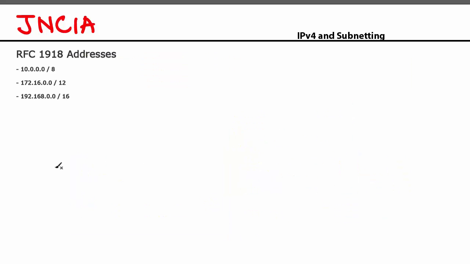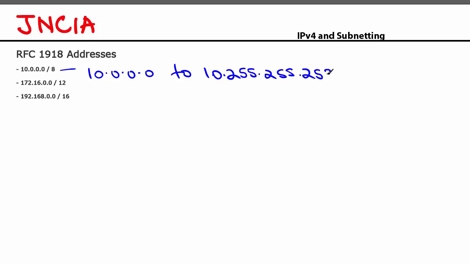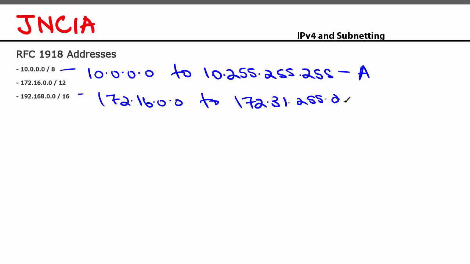In each of the classes A, B, and C, we have a range of addresses that has been reserved for private IPs. The first one is 10.0.0.0/8, and the full range of this would be 10.0.0.0 all the way up to 10.255.255.255, and this belongs to class A. The second one is 172.16.0.0/12. So it starts from 172.16.0.0 all the way up to 172.31.255.255. And this is from class B.